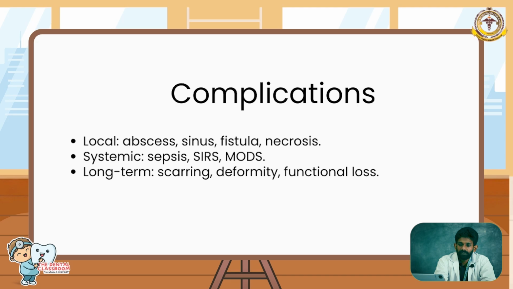The complications of these chronic infections are, like any infection, abscess formation, sinus formation, a fistula and necrosis of the tissue. The systemic complications that occur in the patient are sepsis, SIRS and multi-organ dysfunction. Functional contractures, scarring, and deformity may occur. Chronic infection may cause amyloidosis. It can also have a physiological and cosmetic impact which affects the physical and the mental health of the patient.